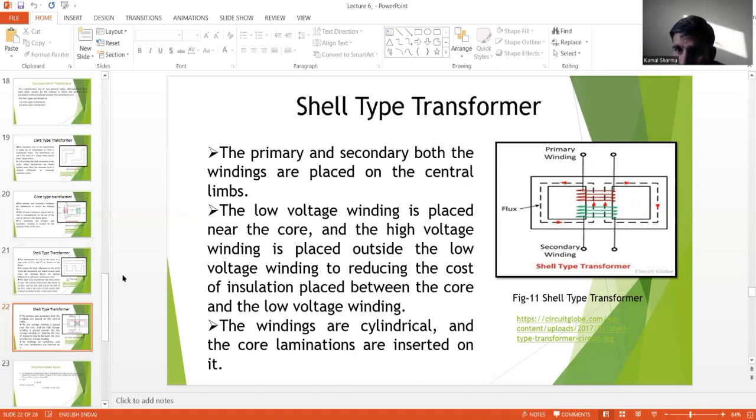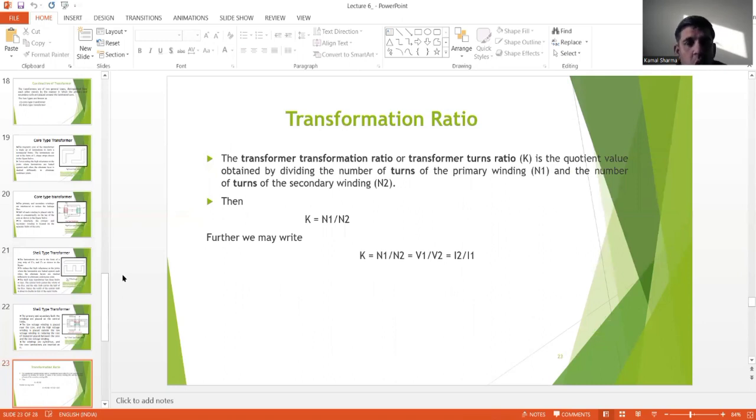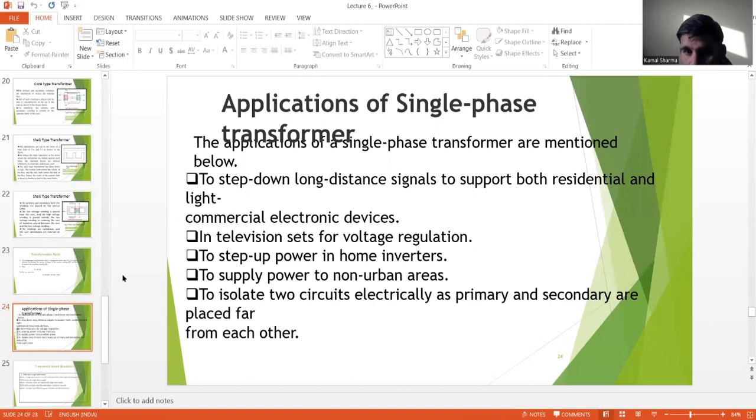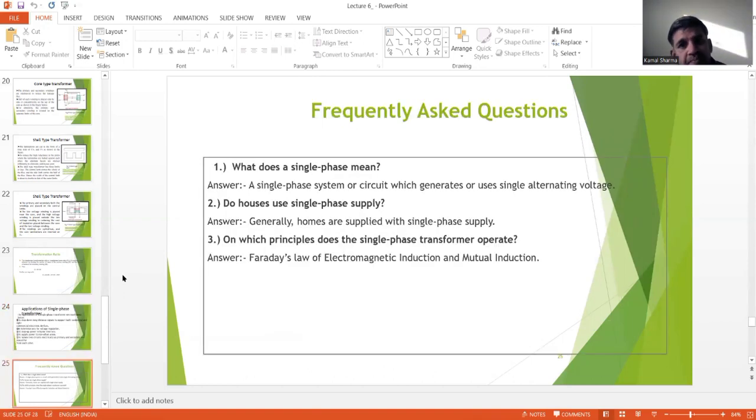Transformation ratio N1 by N2, you know very well. We have two things, turn ratio and transformation ratio. Both are opposite to each other. Turn ratio is N2 by N1 and transformation ratio is N1 by N2, as you can see in front of you. An application of the transformer is that it isolates two circuits from each other.